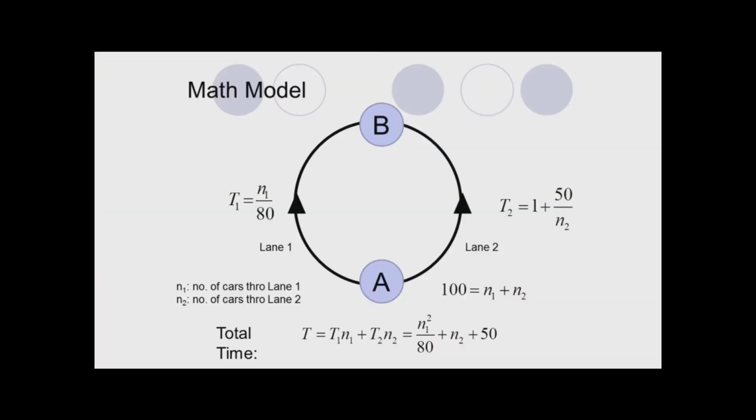Let's assume that in our traffic system, there are only two places, A and B, connected by two ways, lane 1 and lane 2. T1 is the time taken for each vehicle to travel from A to B by lane 1, where N1 is the number of vehicles using lane 1. Similarly, T2 is the time taken for each vehicle traveling by lane 2, and N2 is the number of vehicles on lane 2. Therefore, T is the total time taken by all vehicles in this traffic system.